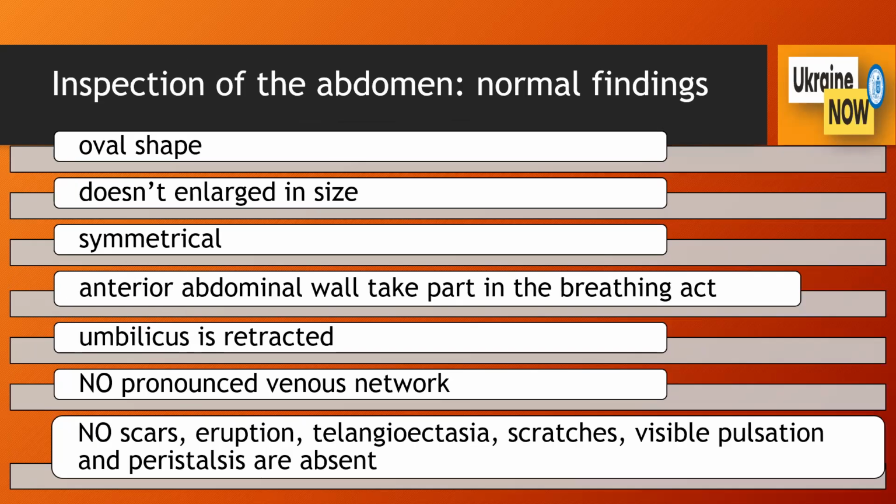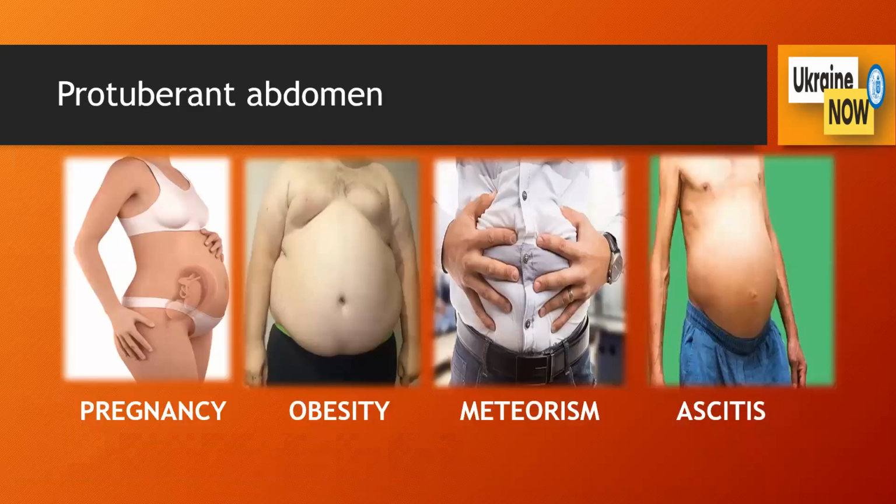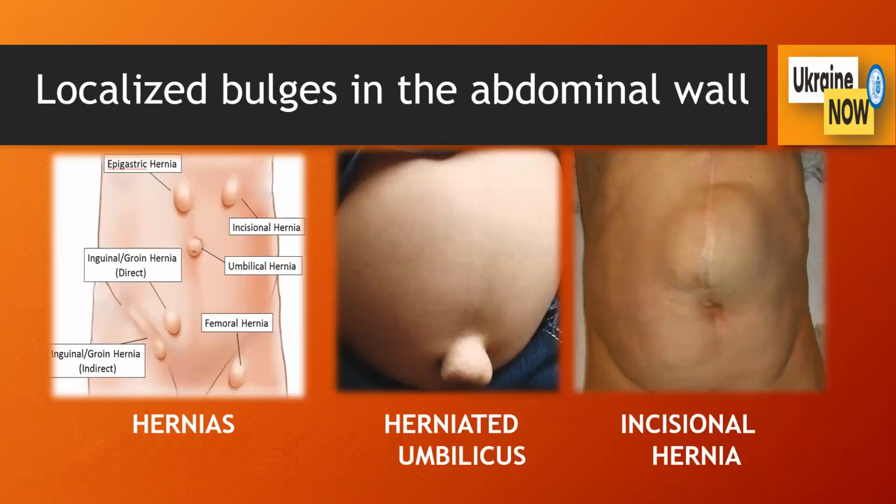In the norm, the abdomen is of an oval shape, doesn't enlarge in size, and is symmetrical; the anterior abdominal wall takes part in the breathing act, the umbilicus is retracted, and a pronounced venous network, scars, eruptions, telangiectasia, scratches, visible pulsations, and peristalsis are absent. The most common causes of protuberant abdomen are pregnancy, obesity, meteorism, and ascites. Localized bulges in the abdominal wall include ventral hernias, a defect in the wall through which tissue protrudes.